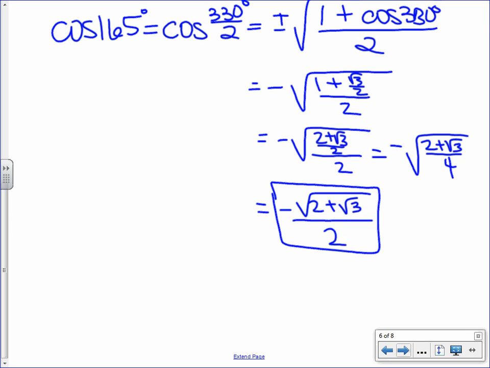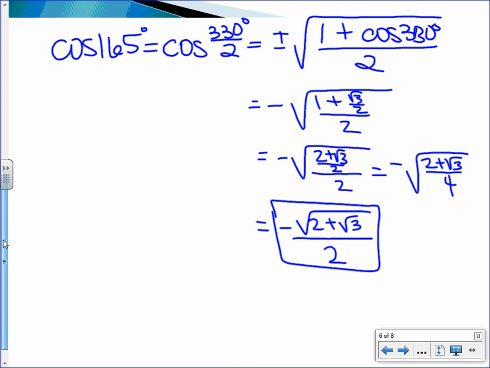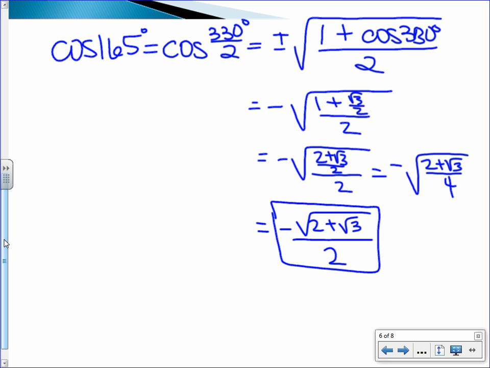Now, you could take sine over cosine to get tangent. I would not do that here. I would use your half angle formula for tangent. Otherwise, you're dividing radicals inside of radicals. Does that sound enjoyable to you? It doesn't even sound enjoyable to me. So use the half angle formula here.